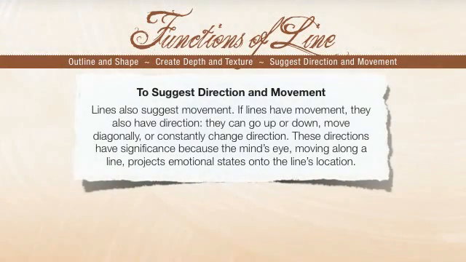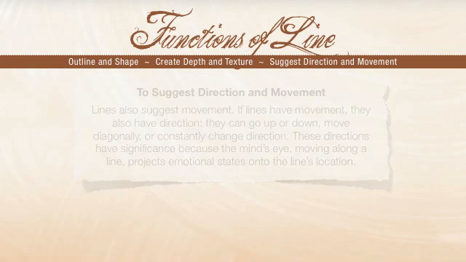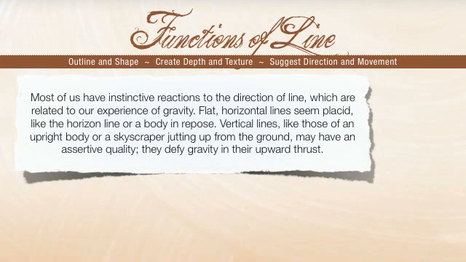Lines also suggest movement. If lines have movement, they also have direction. They can go up and down, move diagonally, or continuously change direction. These directions have significance because the mind's eye, moving along a line, projects emotional states onto the line's location. Most of us have instinctive reactions to the direction of line, which are related to our experience of gravity.